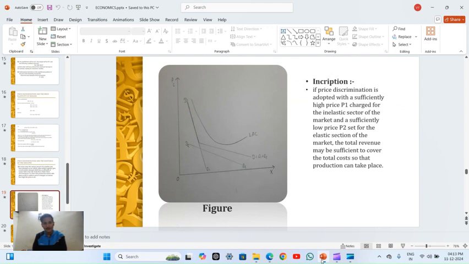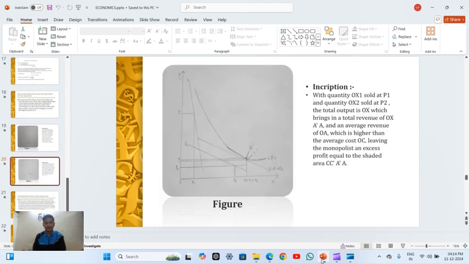You can see the LAC curve and the D1', D2', and D equal to D1 plus D2. The description of the figure is that if price discrimination is adopted with sufficiently high price P1 charged for the inelastic sector of the market, and sufficiently low price P2 for the elastic section of the market, the total revenue may be sufficient to cover the total cost so that production can take place.